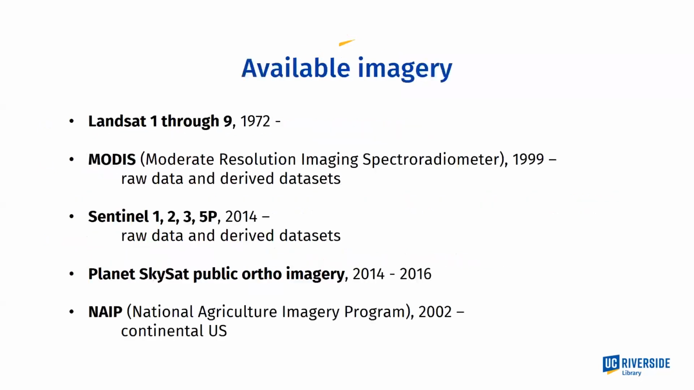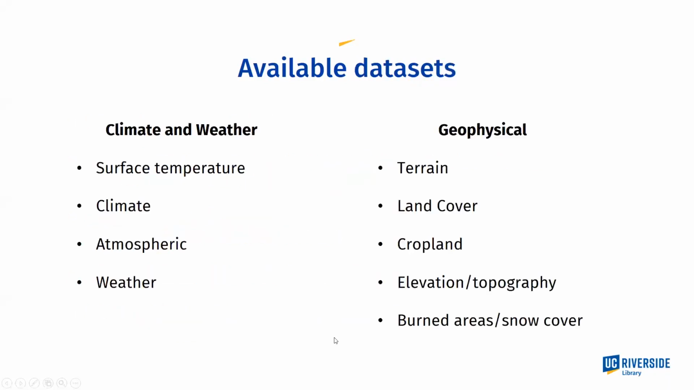So I wanted to show you a quick look at the types of imagery that's available. You no longer have to go scrambling and figure out how to download Sentinel imagery or Landsat or the NAIP imagery. It can all be usable for you up in Google Earth Engine. And then there are some derived data sets that are also available to you, focusing mostly on climate and weather, and then also geophysical features.